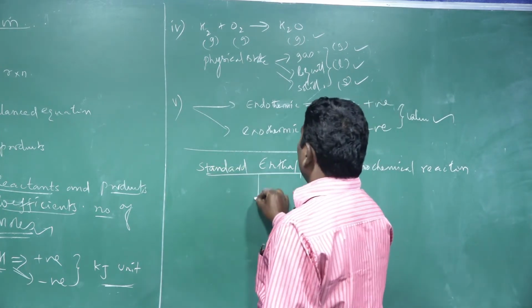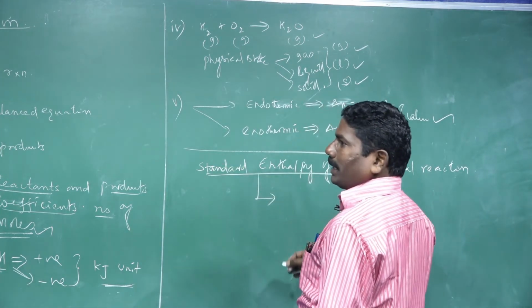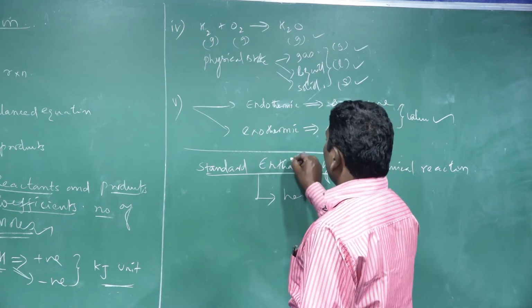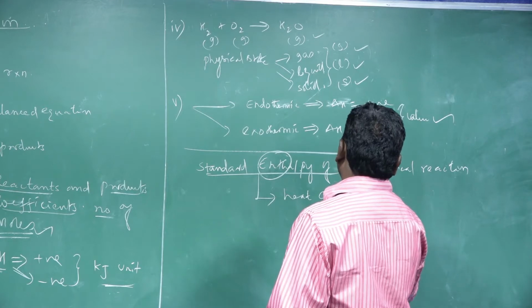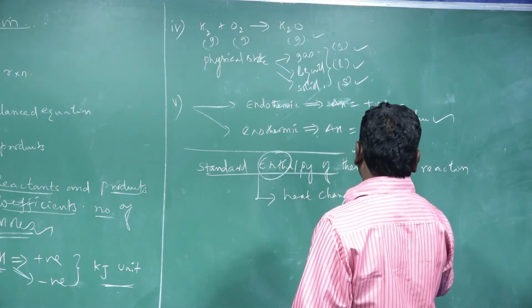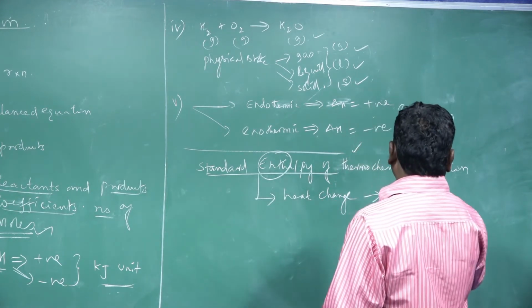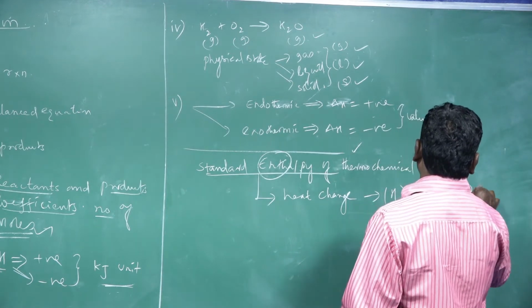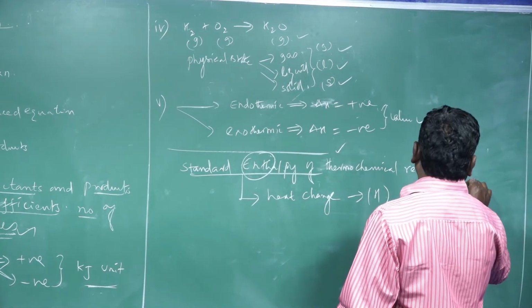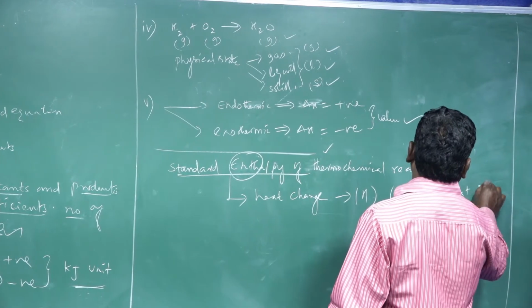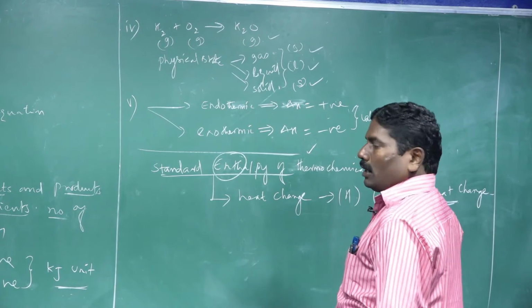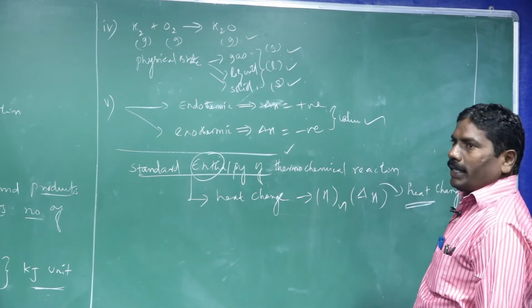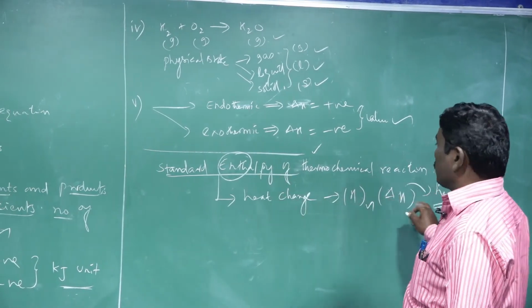The standard enthalpy is nothing but the enthalpy. There is a heat change. The enthalpy is nothing but heat change. That is, we write H as the heat. Enthalpy change is delta H. Del means difference. The heat change is referred to as delta H. Now the point you should understand: what is the heat change? Enthalpy change is otherwise known as delta H.